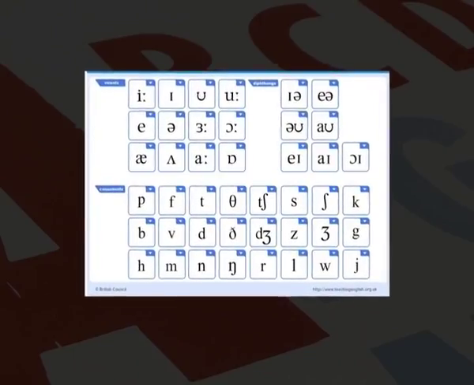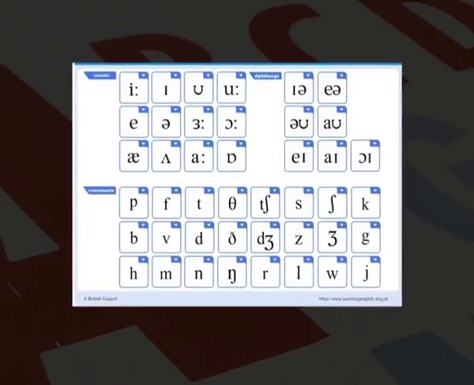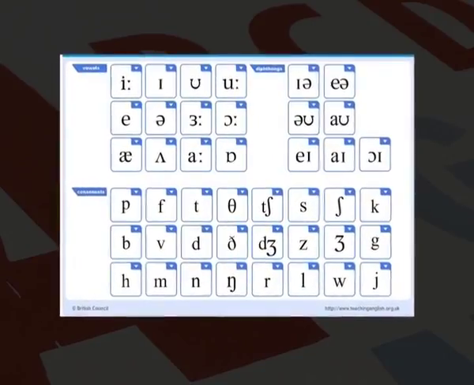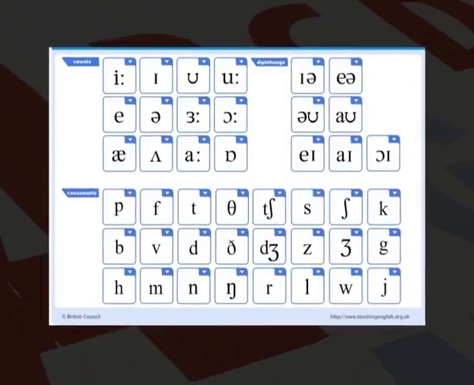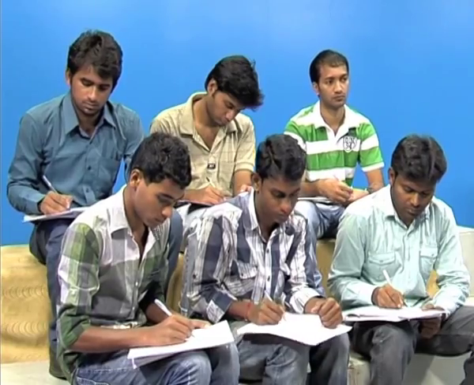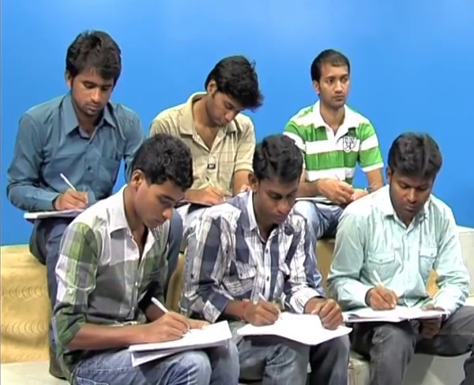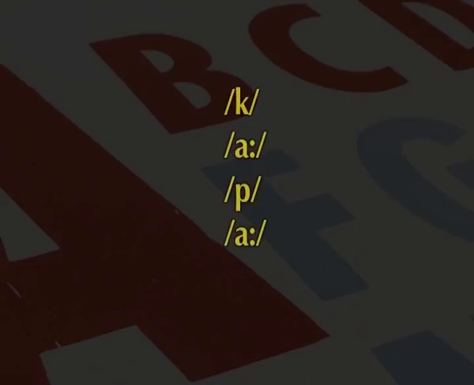Phoneme is the smallest unit in the sound system of a language, functioning to distinguish one morpheme from another. Phonemes are the distinctive sounds of a language. Phonemes are enclosed with the symbols slanted slashes, so that they are not confused with the letters of the alphabets. Therefore, P is a letter of the alphabet, whereas P, as represented between 2 slant slashes, is a phoneme.